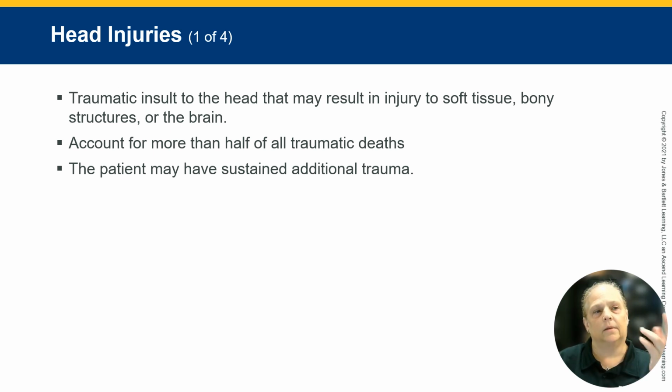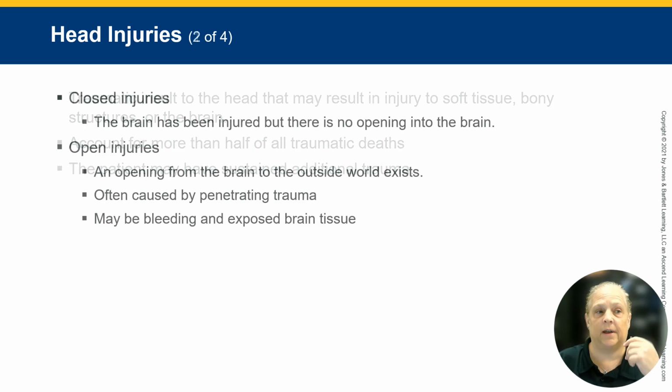So when we have a head injury, it can be soft tissue, it can be bony structures, it can be the brain, it can be a fracture, or it could be brain injury. All right. Head injuries account for about half of traumatic deaths. All right. Generally, a head injury is not going to be a standalone injury. You're going to have something else going on. There's going to be trauma in some other part of the body.